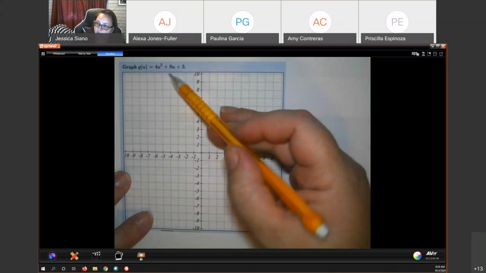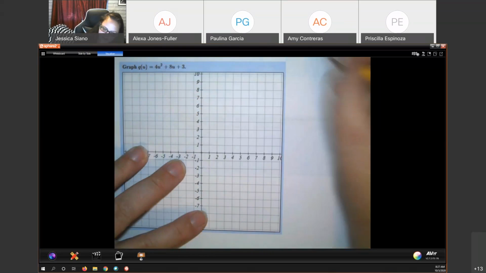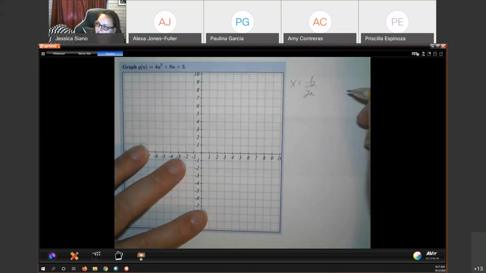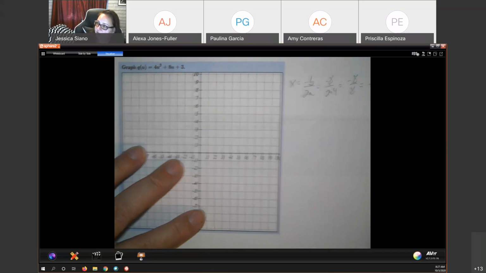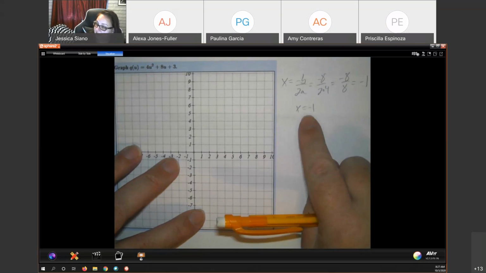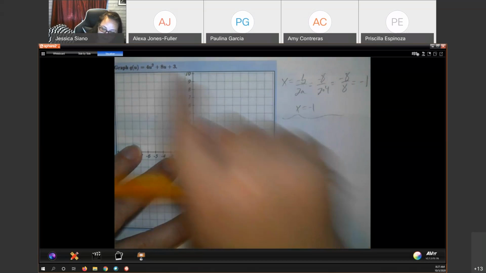So if we're graphing from standard form, there's a couple different ways you can do this. I would say start at the vertex. So the axis of symmetry is x equals -b over 2a. And that is also the x value of your vertex. So here that's going to be -8 over 2 times 4, -8 over 8, -1. So my axis of symmetry is x equals -1. That is the x value of my vertex. To find the y value of your vertex, take that -1 and plug it in.